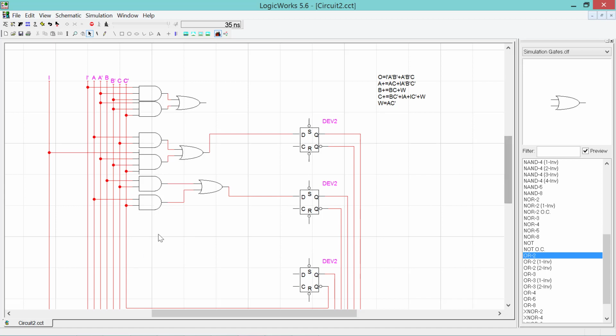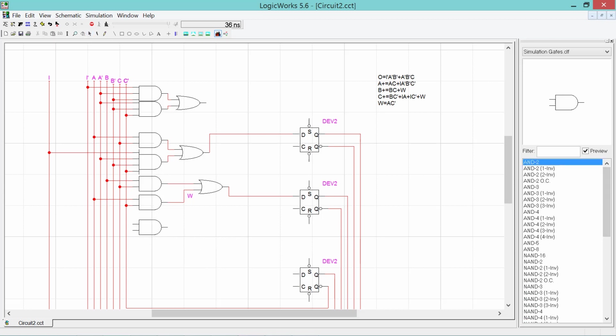Now we're leaving a little bit of space here for our final equation. AC, or W, comes from this signal, so we can label this signal W. Not Q, but W. And let's move the label just a little bit so it's a bit clearer. And we can implement the C plus equation. So we need 3 more two-input AND gates. 1, 2, and 3.